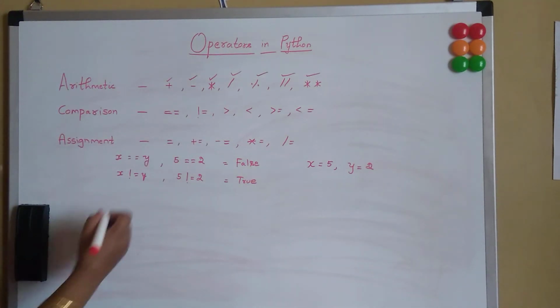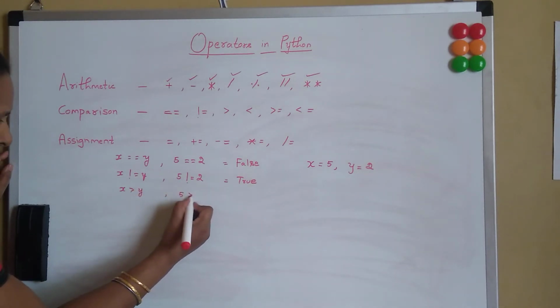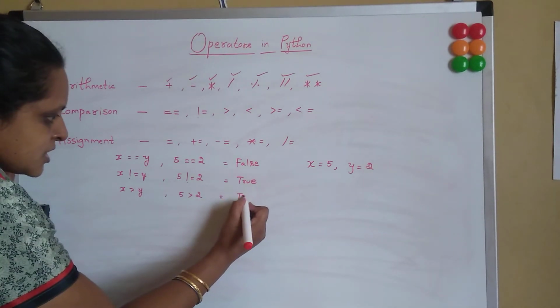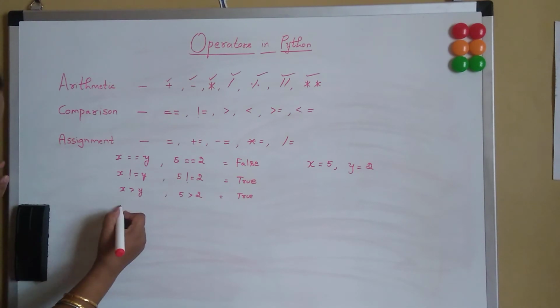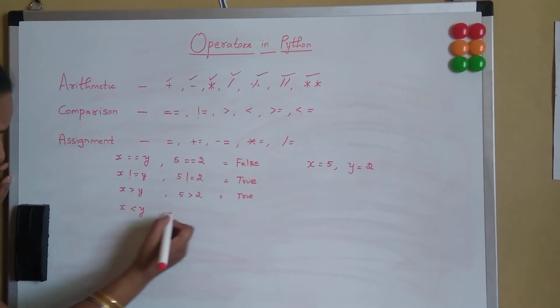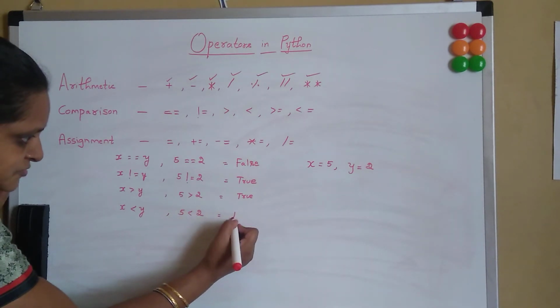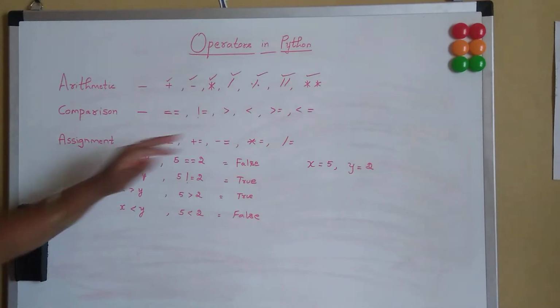Next is greater than. x greater than y. 5 greater than 2, so it gives the value true since 5 is greater than 2. Lesser than. x less than y. 5 less than 2 is false, so it returns the Boolean value false.